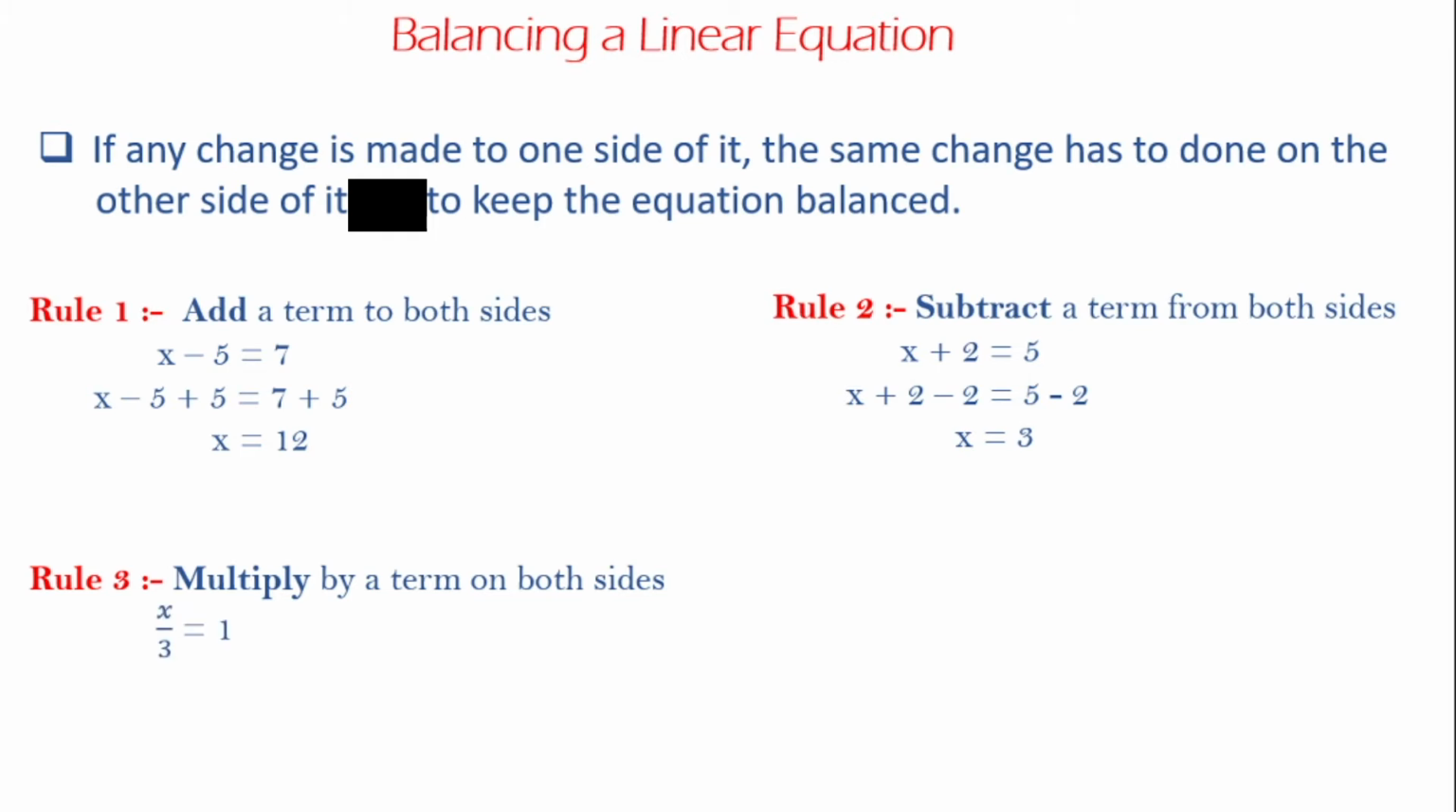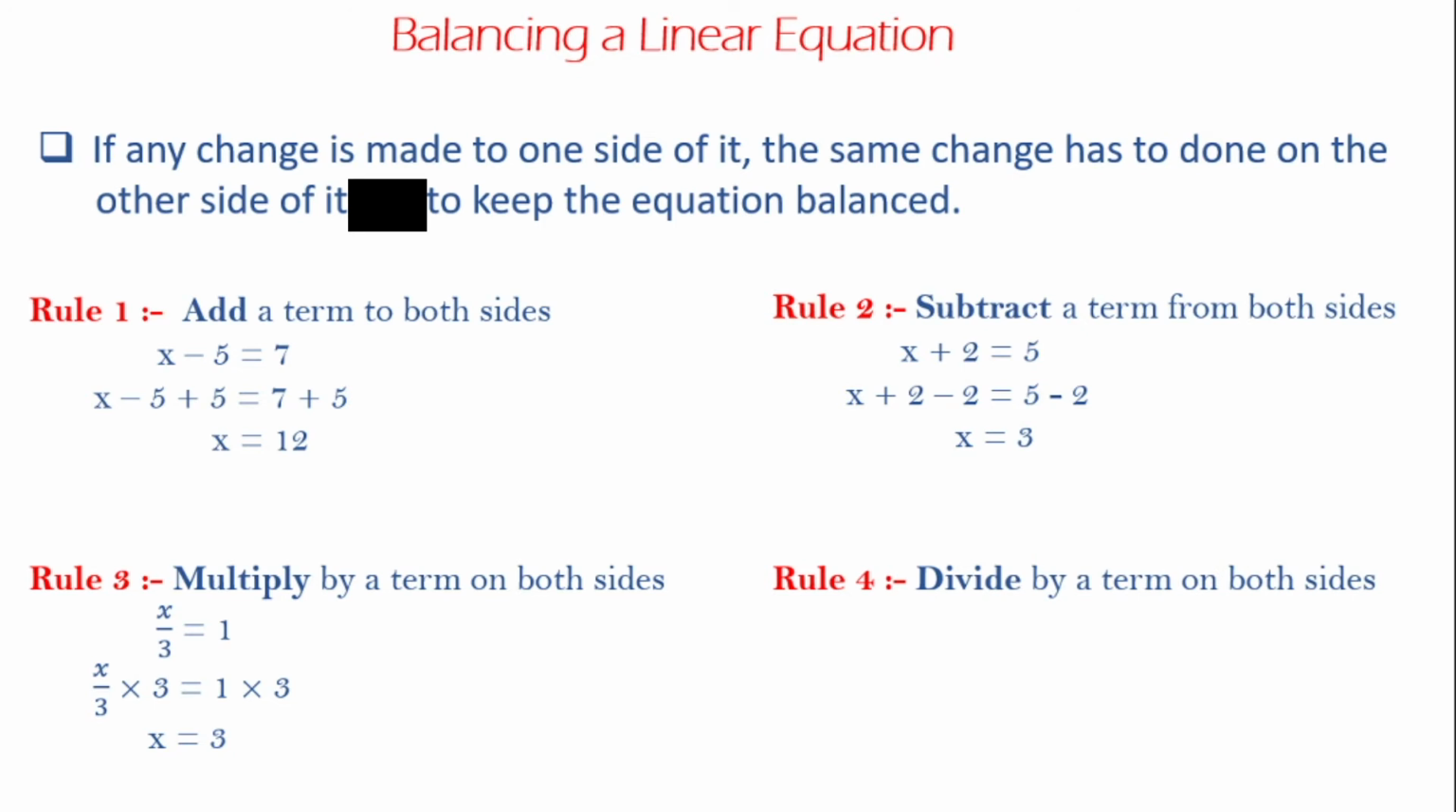So when you have an expression like x upon 3 equals 1, in the expression x by 3 equals 1, you have to eliminate 3. To eliminate 3 from the denominator of x by 3, we will multiply 3 to both sides of the equation to keep the equation balanced. So when you solve the left hand side and right hand side, you will get x equals 3.